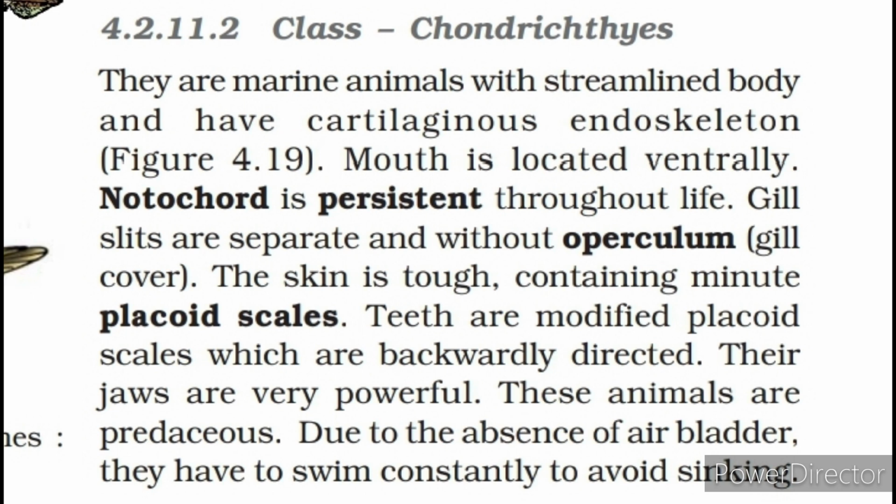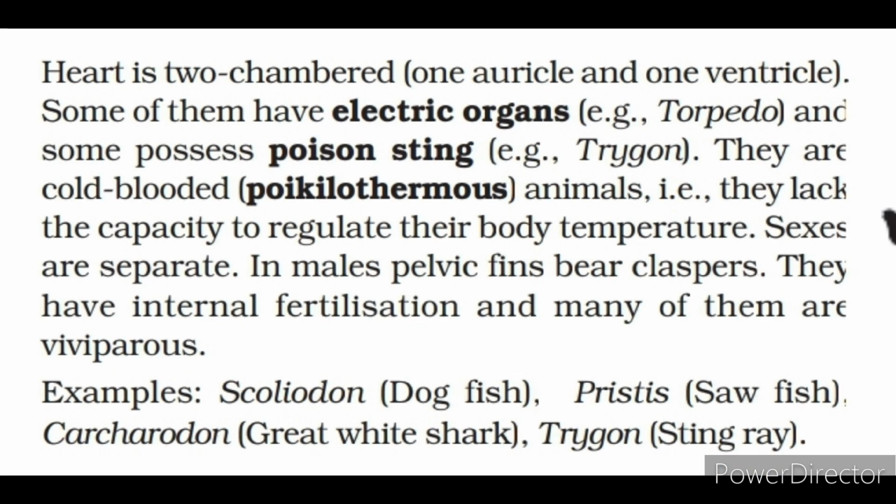These animals are predaceous. Due to the absence of air bladder, they have to swim constantly to avoid sinking. Heart is two-chambered, one auricle and one ventricle. Some of them have electric organs, example, Torpedo, and some possess poison sting, example, Trygon. They are cold-blooded, poikilothermous animals, i.e., they lack the capacity to regulate their body temperature.